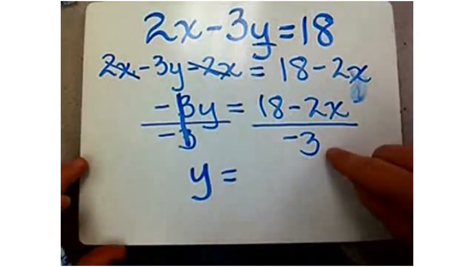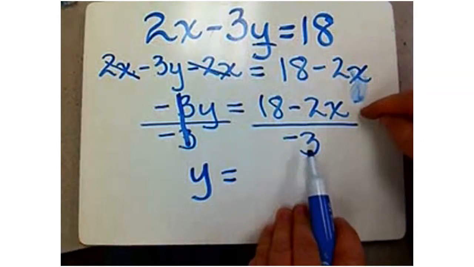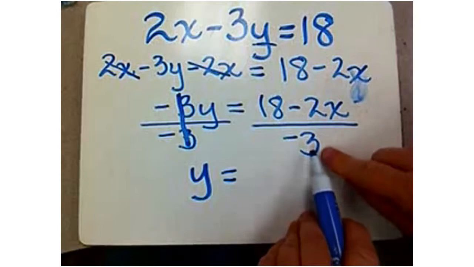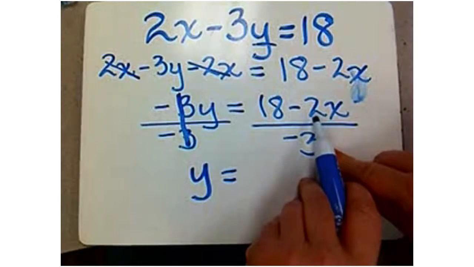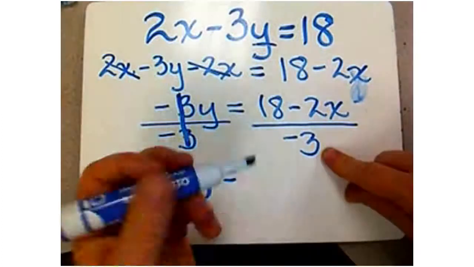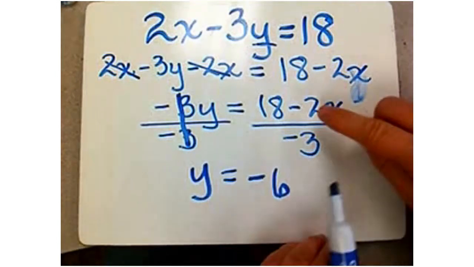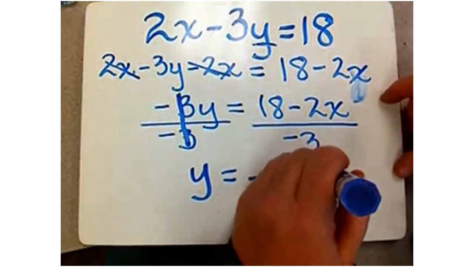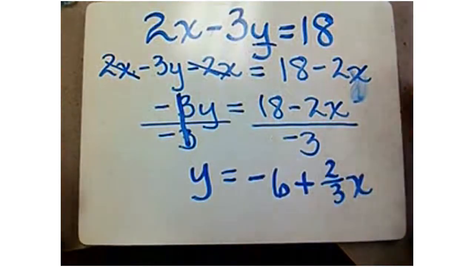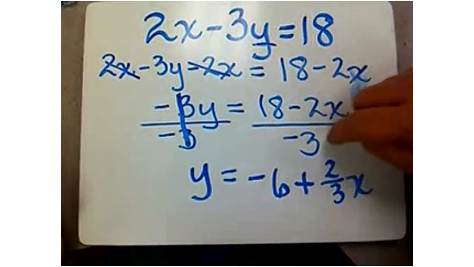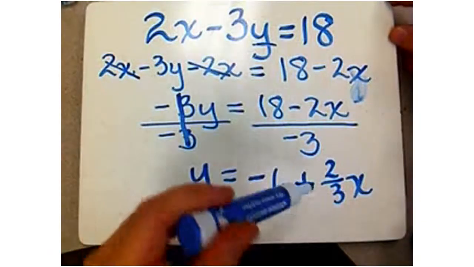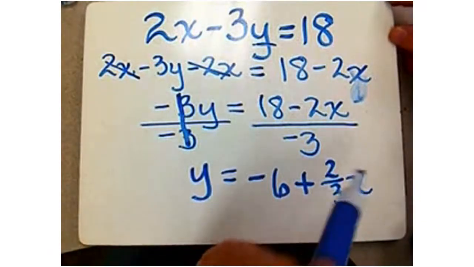And then this is where you have to be super careful. You have to remember that if you're dividing the entire quantity of 18 minus 2x by a negative 3, the negative 3 distributes itself to the 18 and it distributes itself to the negative 2x. So 18 divided by negative 3 is negative 6. And negative 2x divided by negative 3 is actually plus 2/3 x. It becomes a positive because we have a negative 2x and a negative 3. So they rewrote y equals negative 6 plus 2/3 x, because the negative 3 had to apply itself to both terms.